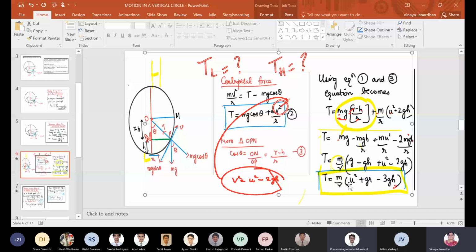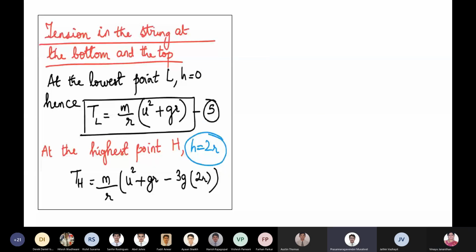Ma'am, should we learn these formulas by heart? No need. I'll tell you which formula you need to learn by heart so that you can solve your numericals. That's it. Okay, ma'am.